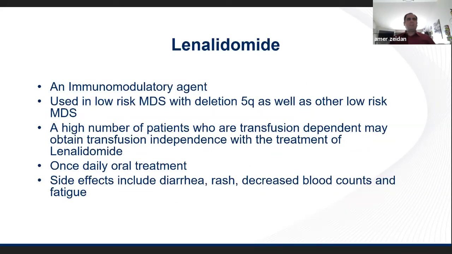Another agent that has been approved for many years now, since 2005, is lenalidomide. Lenalidomide is a pill. It works particularly well in patients who have deletion 5q, a subtype of MDS. We used to think of lenalidomide as an immunomodulatory agent, but now we know that the mechanism of action is much more complex, and it works particularly well for patients who have deletion 5q. The response rate in terms of patients no longer needing transfusions is close to 67%, meaning out of 3 patients, 2 will stop needing transfusions with this drug.